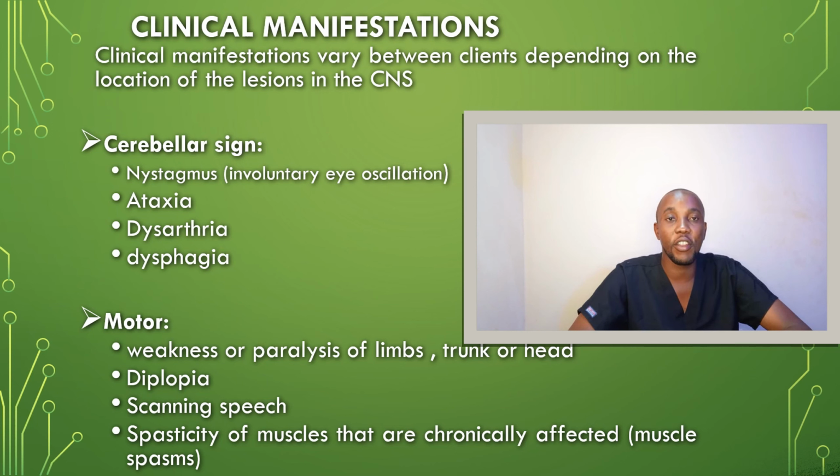Motor signs, a patient can experience weakness or paralysis of the limbs, trunk, or face. A patient can also experience diplopia. A patient can also have scanning speech, and a patient will also have muscle spasms. That is spasticity of muscles that are chronically affected. That is what we call muscle spasms.